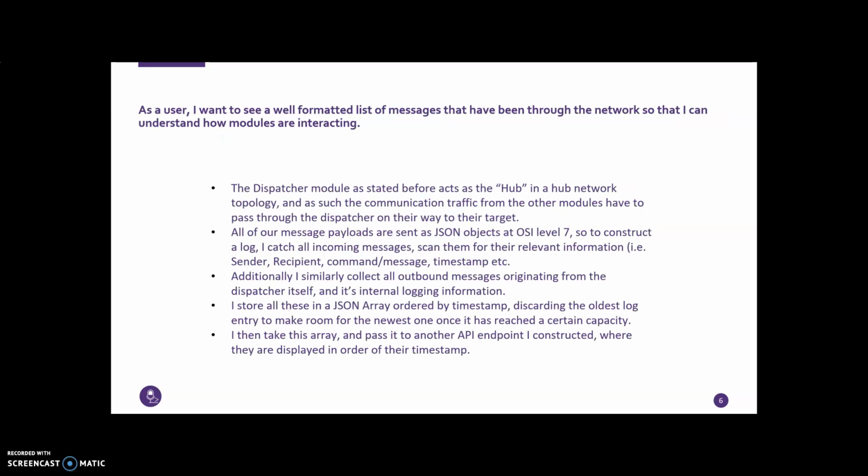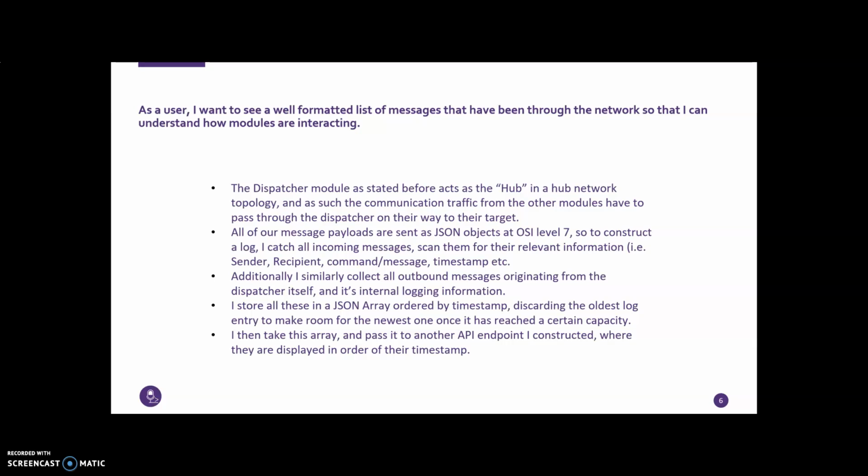For my next story, as a user, I want to see a well-formatted list of messages that have been through the network so I can understand how modules are interacting. The dispatcher module, as stated before, acts as the hub in a hub network topology, and as such, the communication traffic from the other modules has to pass through the dispatcher on its way to the target. All of our message payloads are sent as JSON objects at OSI level 7, so to construct a log, I catch all the incoming messages and scan them for the relevant information, such as the sender, recipient, command or message, and the timestamp, etc.